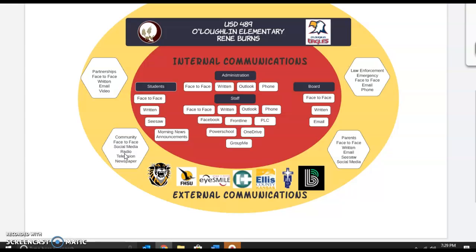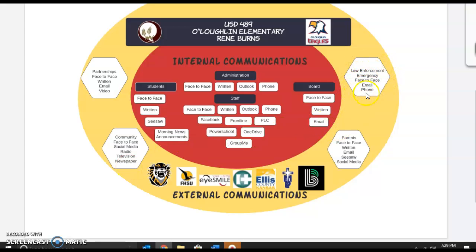We have a radio broadcasting system here in town that we communicate through, television. We have a local channel that we go through, and then the newspaper. And we have 2 forms of news within Hays that we communicate through.